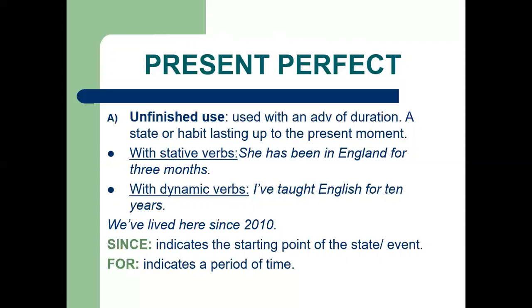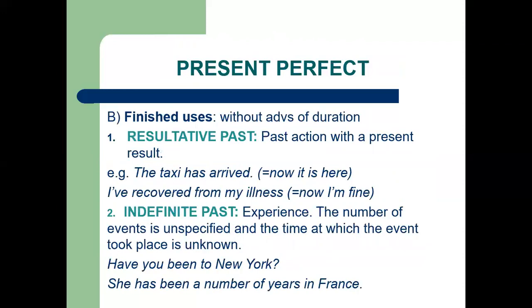So let's begin with the unfinished use, especially used with adverbs of duration, stating it, lasting up to the present moment, with stative verbs and with dynamic verbs, right? Generally, we use since and for. Since indicates the starting point, right? So you can use since plus a date. Also, since can be followed by a clause. You can say she has lived here since she got married, and that clause, yes, the tense of that clause should be the past simple, right? Or you can use for to indicate a period of time.